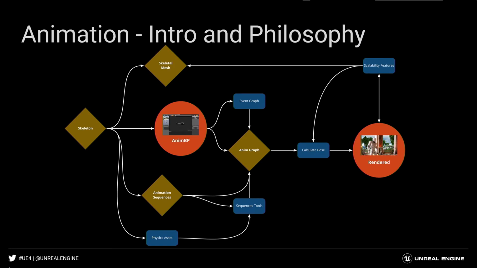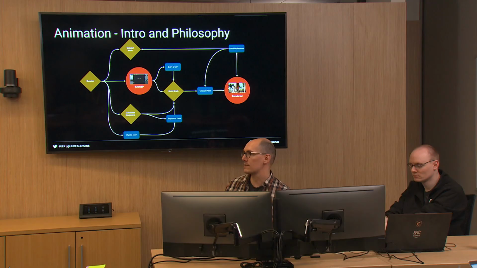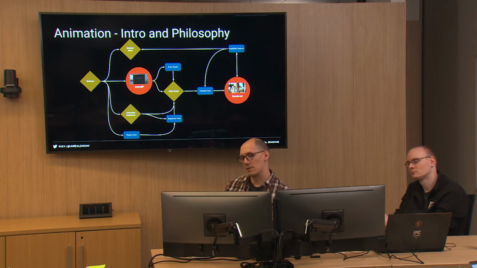Yep. So this is a schematic overview of what we will be seeing next. The idea is that here we can see the systems that tie together the animation. We can see the skeleton, that is the main pillar of the animation. And related to the skeleton, we can have different skeletal meshes, different anim blueprints, different animation sequences, and also different physical assets.